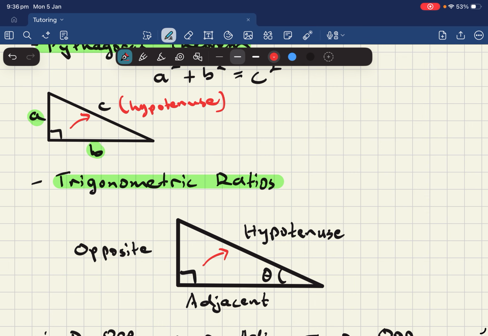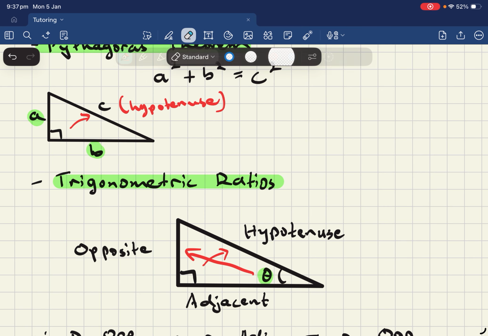Now, when we have this angle theta here, the side next to it, that's not the hypotenuse, obviously, is what we call the adjacent. So to be adjacent to something means to be next to something. So the side that is next to our angle theta is the adjacent. The side that's opposite to our angle is called the opposite. Now, something important that we'll talk about really quickly is that these sides, other than the hypotenuse, change depending on which angle we've been given.